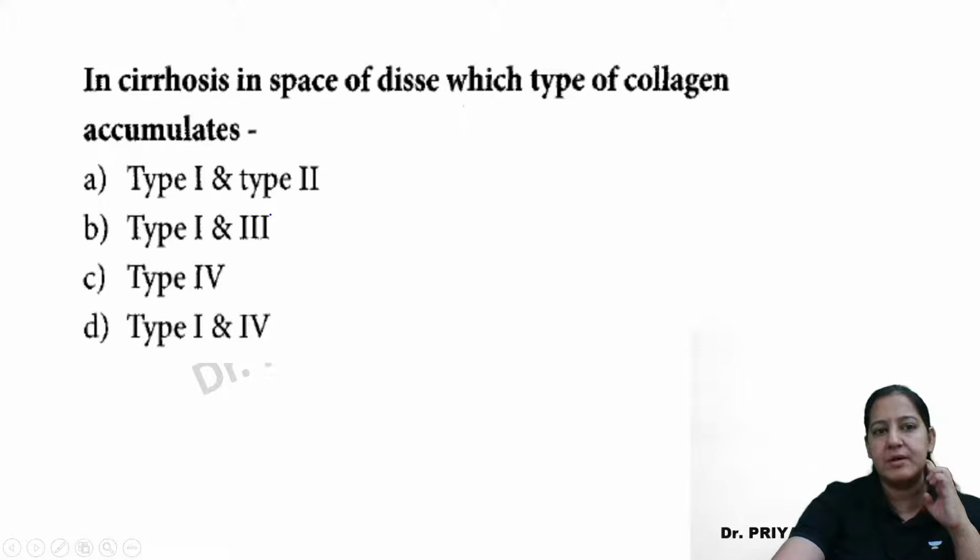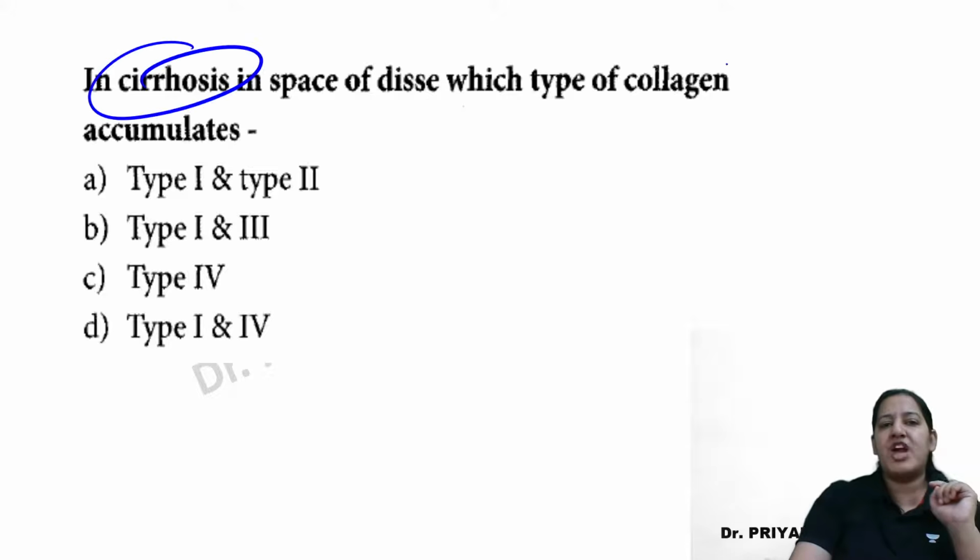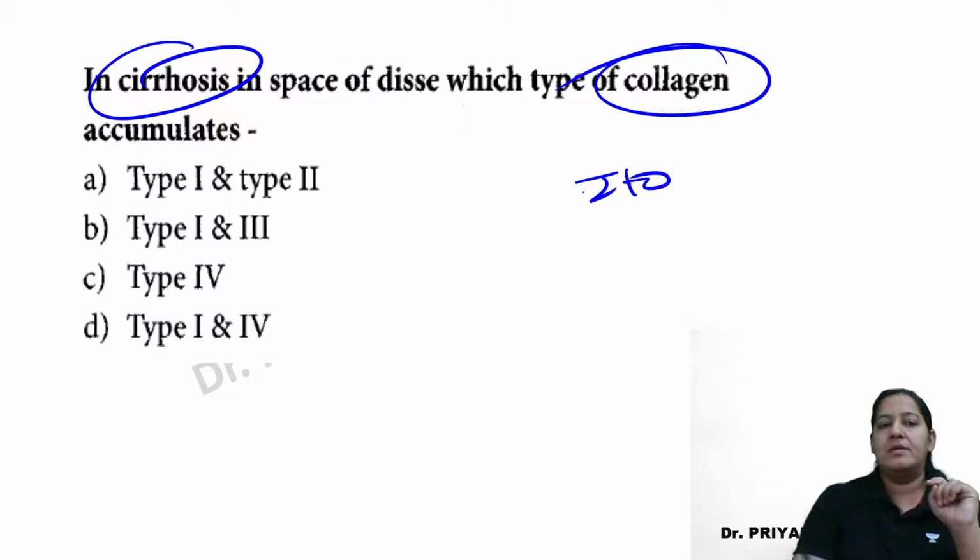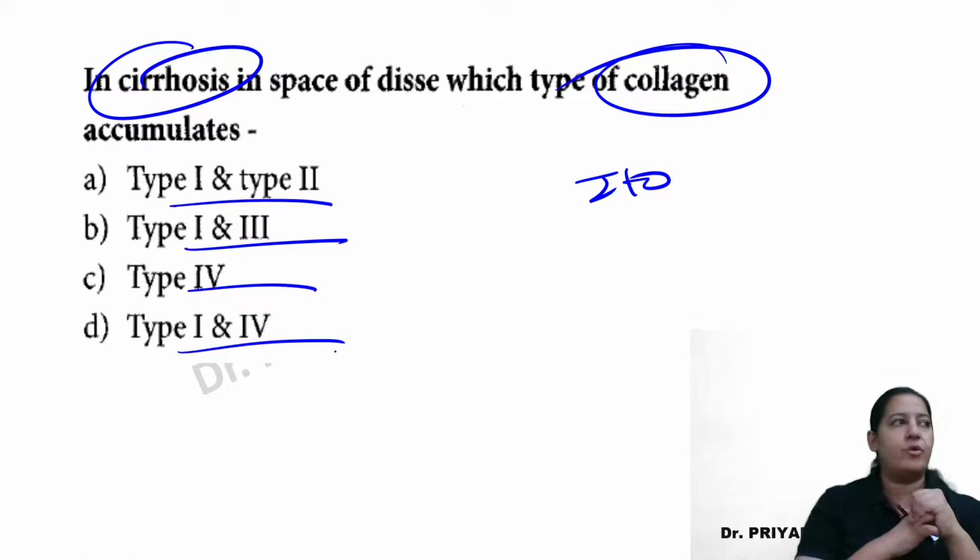Okay, the questions are easy. You tell me, in cirrhosis, which type of collagen is formed by E2 cell? There are 6 types of collagen. E2 cell forms which type of collagen? Is it type 1, 2, type 1, 3, type 4, or type 1, 4? What is the correct answer?